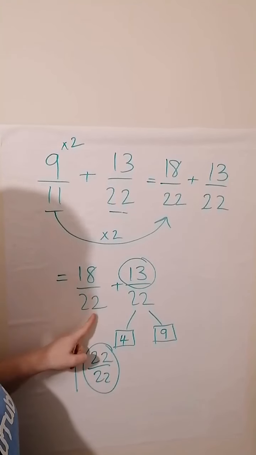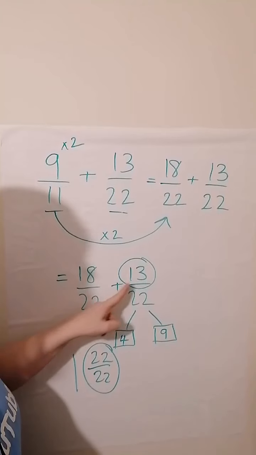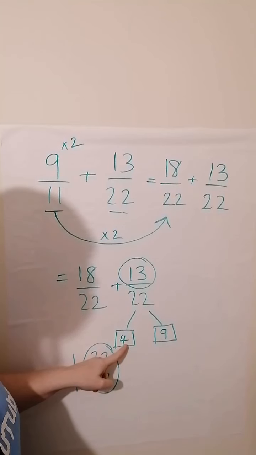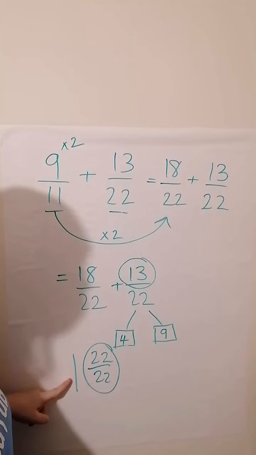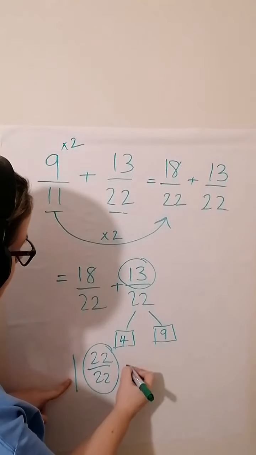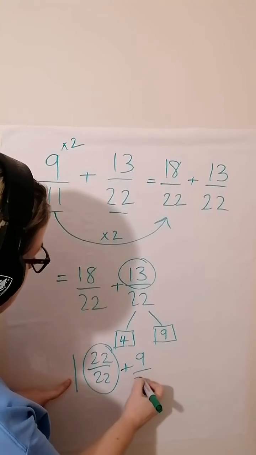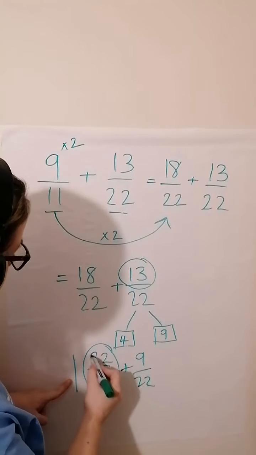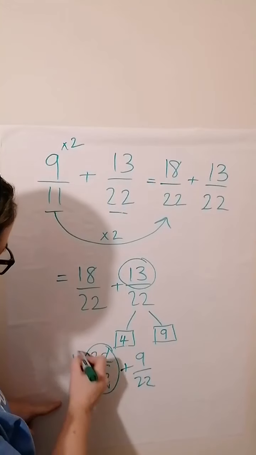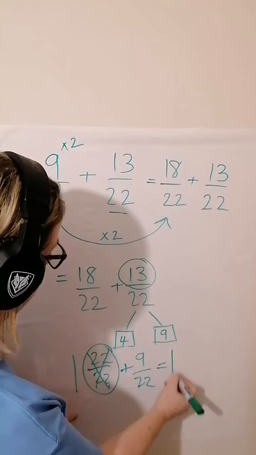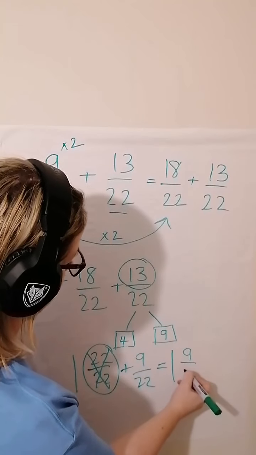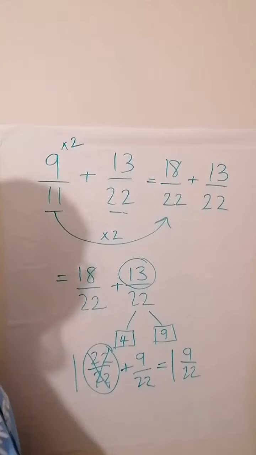Before, we had 18 pieces out of the 22. But when we took 13 and we broke it into 4 and 9, and we took 4 to add on to it, it gave us a whole chocolate bar, which is this. We've then got 9 parts left over. This 22 over 22 is cancelled out to become the 1. So the total is 1 whole chocolate bar and 9 parts out of 22.